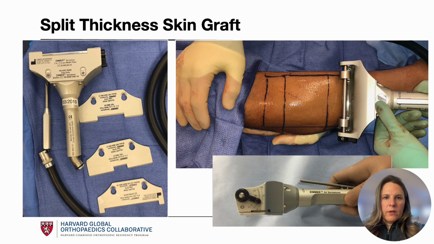A split thickness graft utilizes only a portion of the skin, obviously leaving some dermis intact. We do this much more commonly for the lower extremity. In our center, we use a Zimmer dermatome shown on the left.